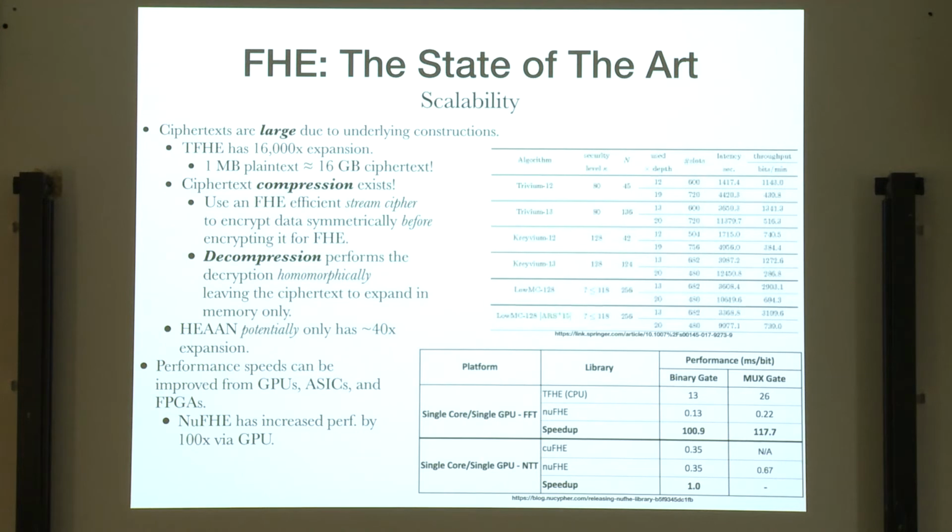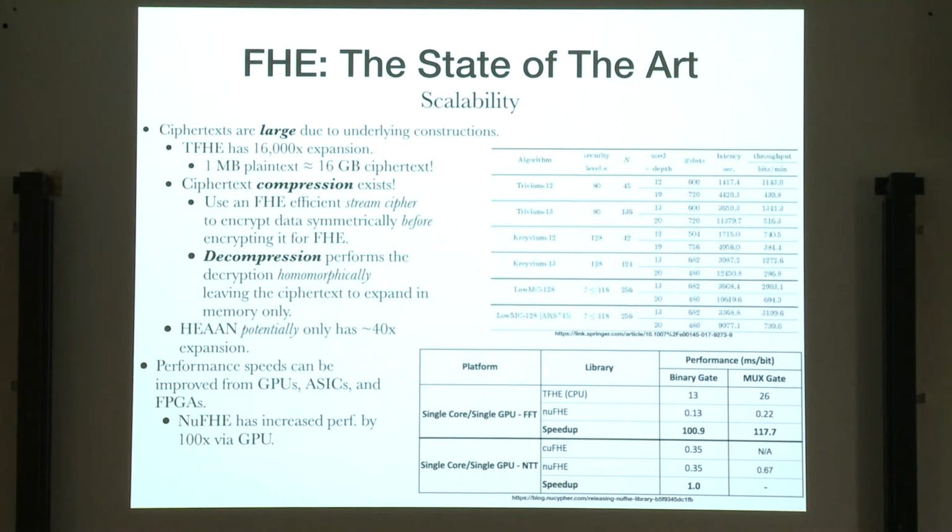Ciphertexts are large, right? 1 megabyte, 16 gigabytes. However, we have ciphertext compression. We can actually use a FHE efficient stream cipher, essentially an encryption function, to encrypt the data symmetrically before computing it in the homomorphic domain. So essentially, you can encrypt the data before you put it into this homomorphic domain itself, and then you can have the computing party decrypt it inside the homomorphic circuit so that it expands in memory only instead of on the disk. This is really great.